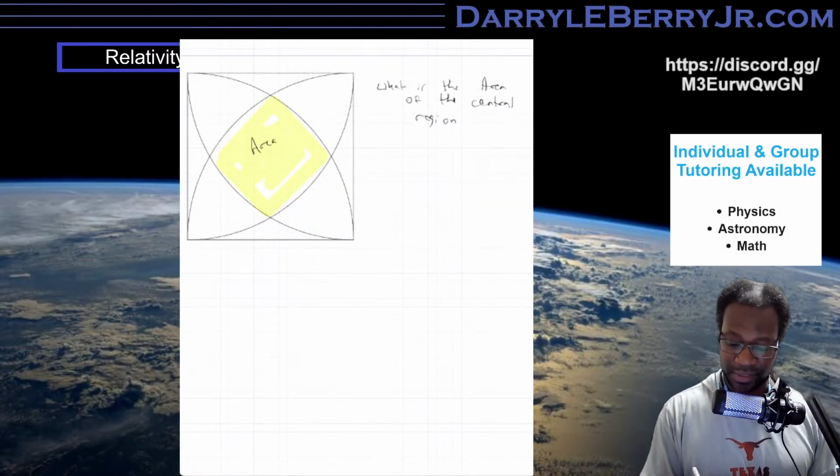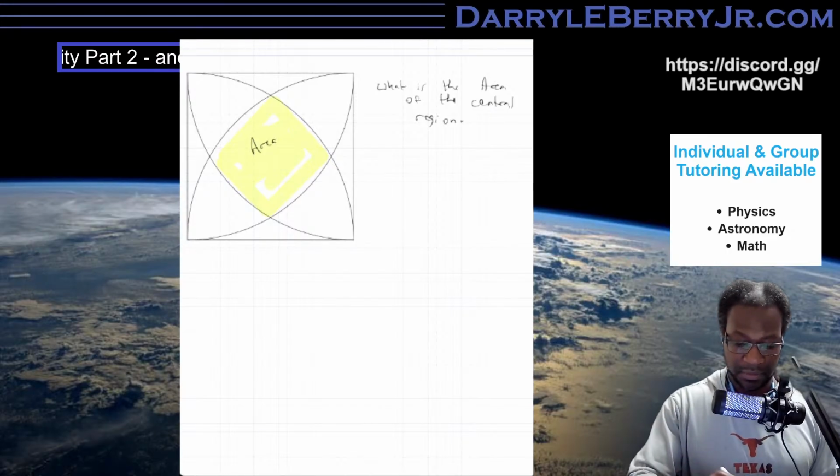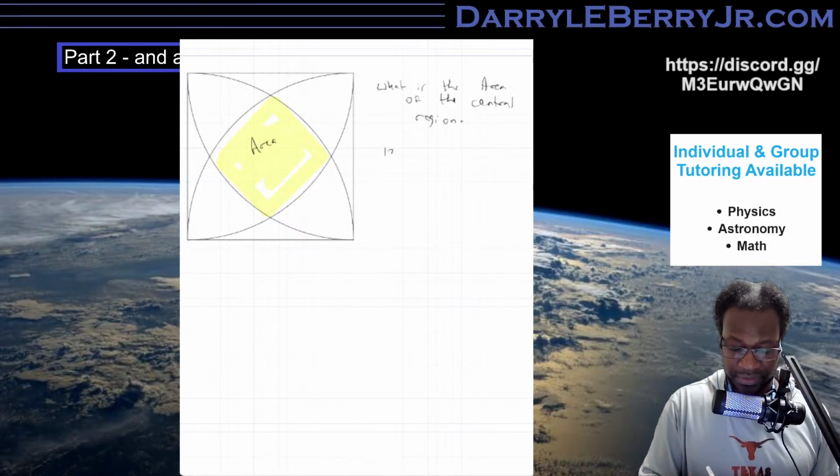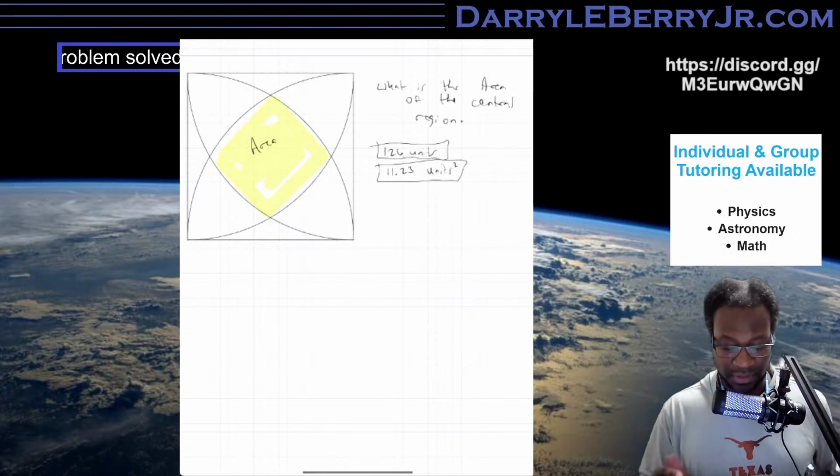So we wanted to basically get the area of this region. I'll just start off by giving the answer that I got for the problem. The answer I got is about 126 units altogether, or about 11.23 units squared. And so this is basically the answer I got for the area of that place.